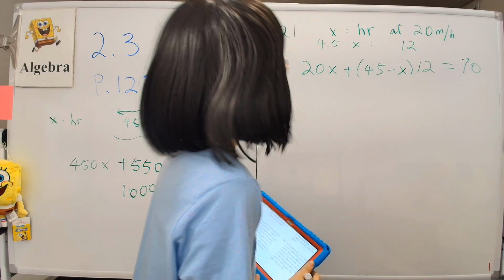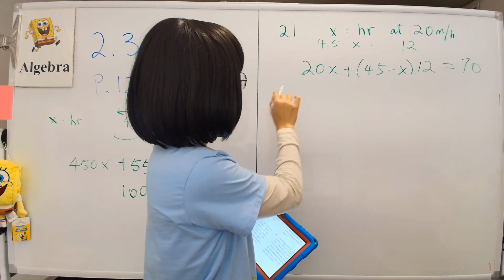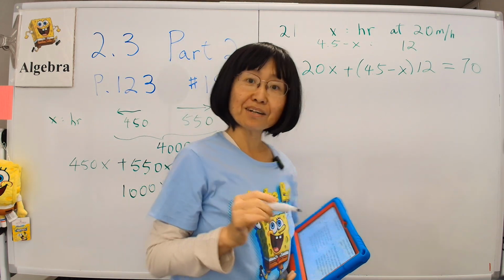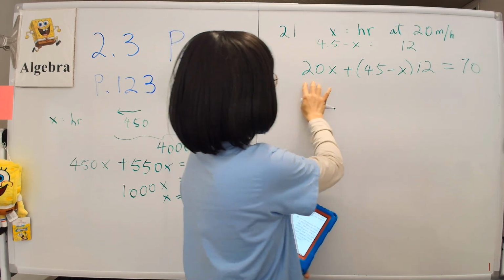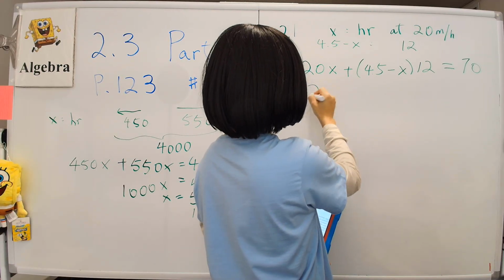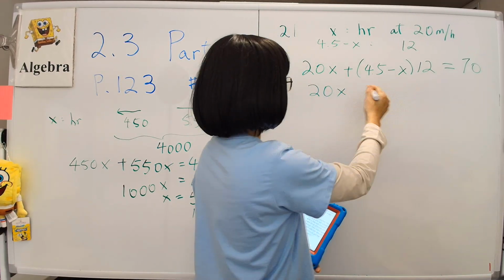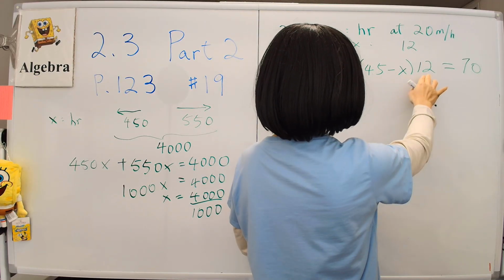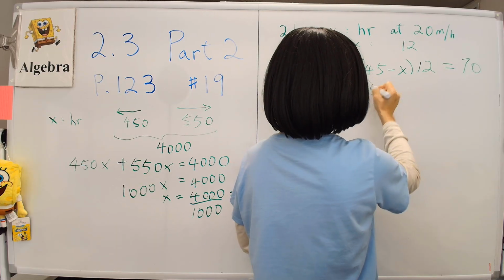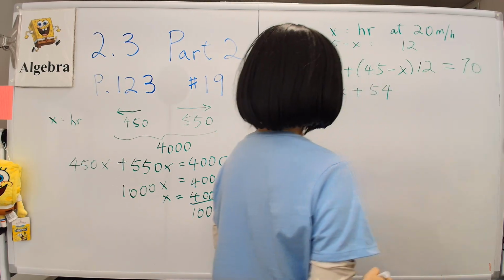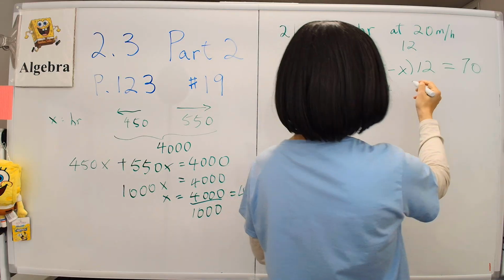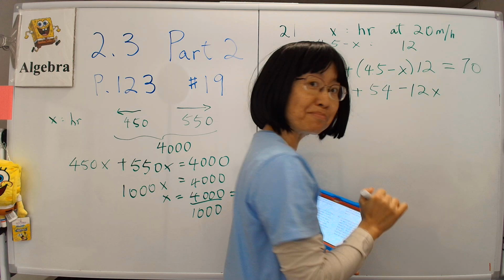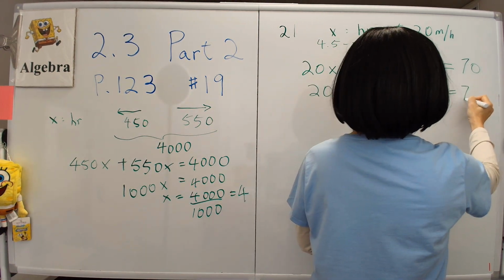All right. Now this is what we have, and we just need to solve this equation for x. So we have 20x here, and we'll multiply this out. So plus 4.5 times 12. That's 48 plus 6, that should be 54. Minus 12x. You can also do this on the calculator to make sure that I didn't mess up. And that will be equal to 70.